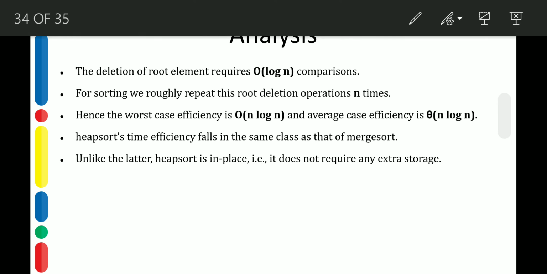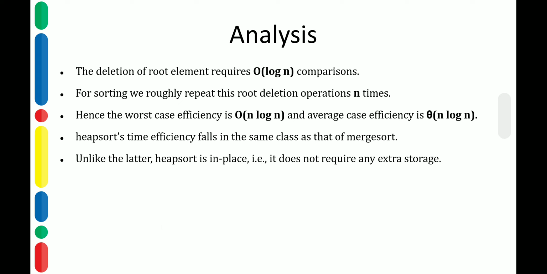Analysis. As we have seen earlier, deletion of the root element requires log n comparisons. It cannot be more than the height of the heap, and we know that the height of the tree cannot exceed log n in case of the heap. This deletion of the root element will be done n times. We are not applying the deletion only once, we are repeating it n minus 1 times or approximately n times. Therefore, the algorithm's efficiency is big O of n log n in the worst case, and in the average case also it is n log n.